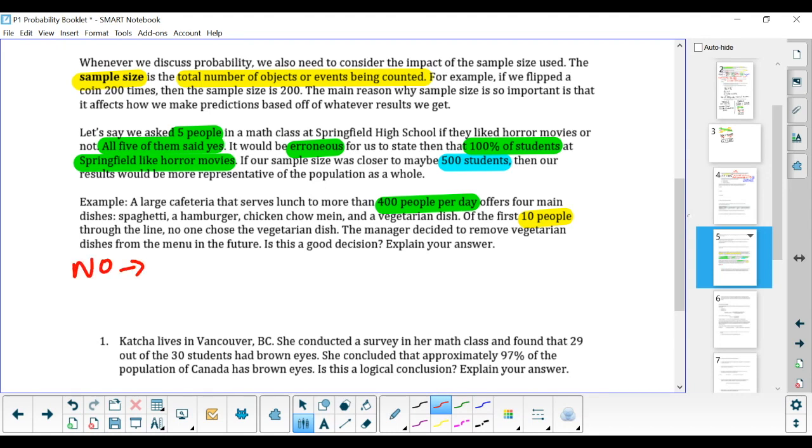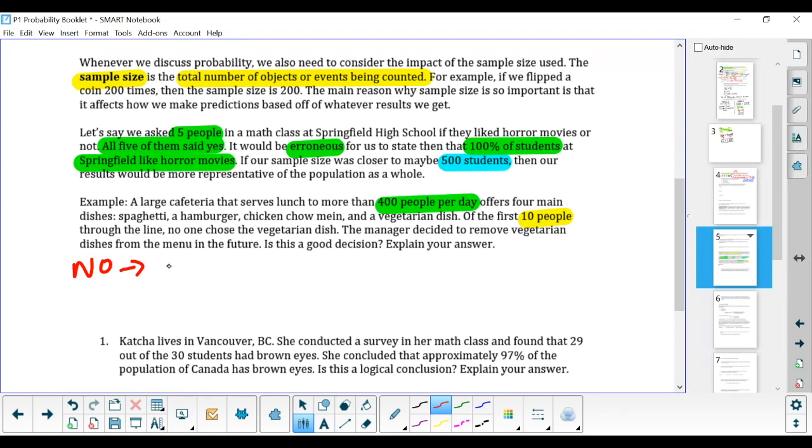If we look at 10 out of 400 people not choosing vegetarian, then that means we're left with 390 people who have yet to choose their meal. Now, of those 390 people, how many could we reasonably expect to choose a vegetarian dish? We're not exactly sure. So again, without that information, it's really hard for us to make a really good choice, other than to justify the fact that this is not a good business decision. So no, this is not a good decision.